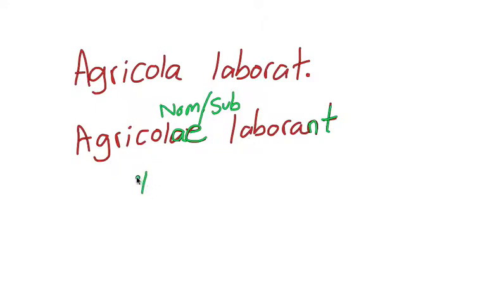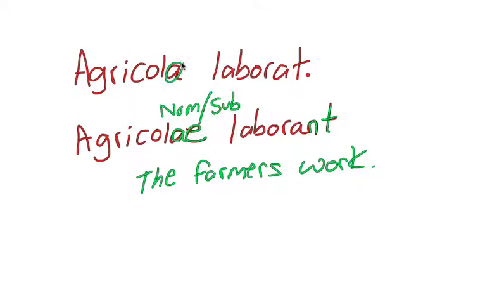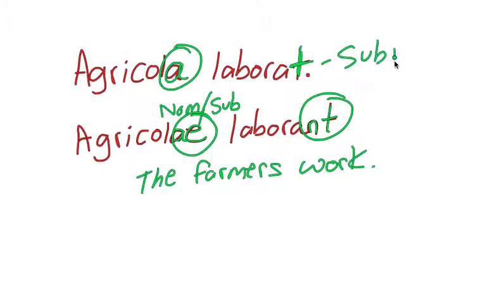And we would translate this as the farmers work, or the farmers are working. Okay, so nominative case is used for the subject. It can be singular, or it can also be plural. If it's singular, then our verb is singular, and if it's plural, our verb is plural. And this is actually what we mean by subject-verb agreement.